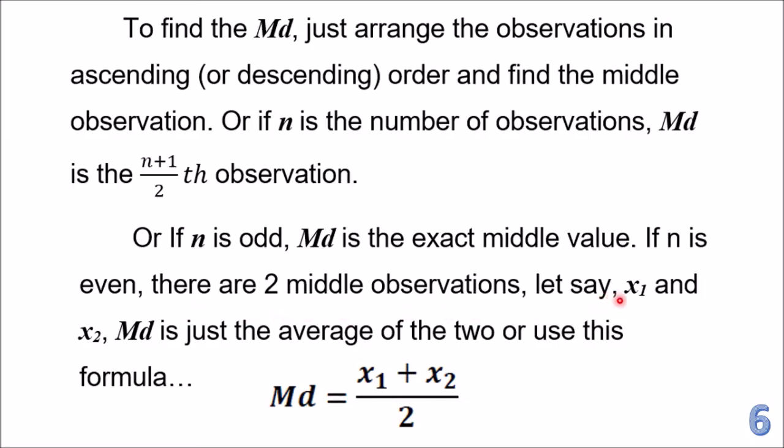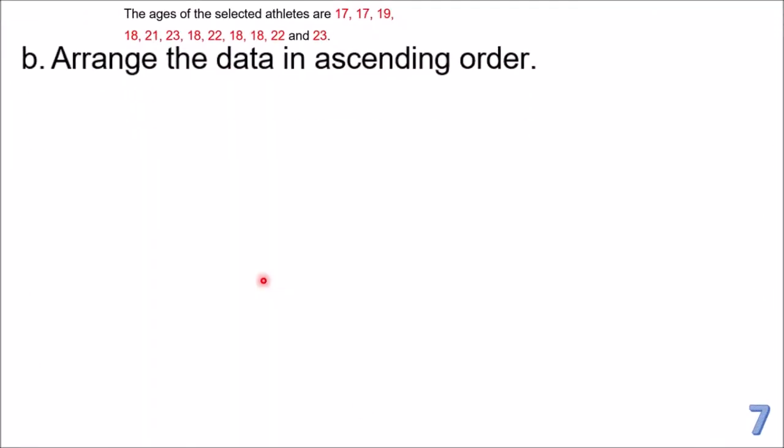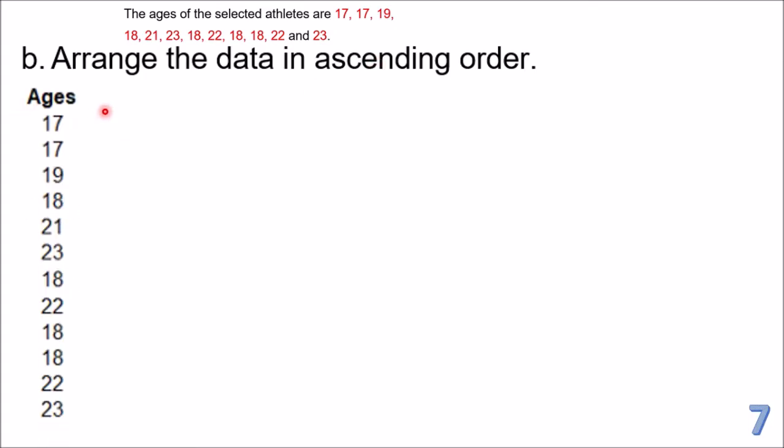So, let's say, x sub 1 and x sub 2 yung middle observations. So, to compute the median, kunin lang natin yung average ng dalawang middle na to. That is x sub 1 plus x sub 2 divided by 2. Yun na yung ating median. To show this clearly, we go back to the same example just a while ago. The data about the selected athletes, yung ages nila, which are 17, 19, 18, 21, 23, 18, 22, 18, 18, 22, and 23. So, the step to do that, we just arrange the data in ascending order. Pwede rin namang pabaliktad, descending order. Pero ito na, i-arrange natin sa ascending order.